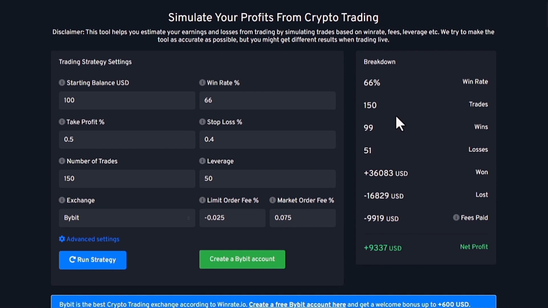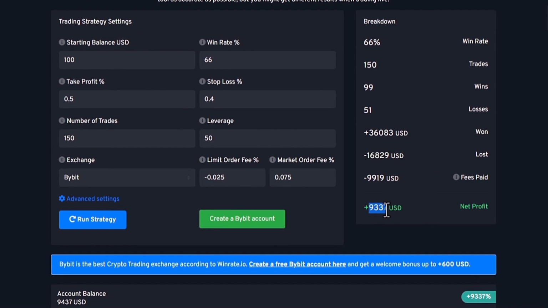You must be really, really careful with your position sizing, which I'm going to talk about later in this video, with your risk management system. But here, as you can see, out of 150 trades, 99 are going to be wins, 51 are going to be losses. You're going to make 36K in total, of which 16K is going to be losses, and you're going to pay 9K for fees, and then your net profit is going to be almost 9K. You can make it up to 10K. So it's an average. It's not that accurate.